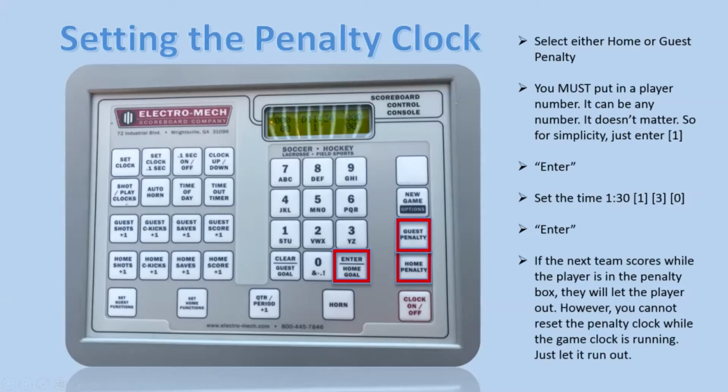If the next team scores while the player is in the penalty box, they will let the player out. However, you cannot reset the penalty box while the game clock is running. I'm shaking my head no. Because you can't, once the game clock is running, you cannot make an adjustment on the penalty time. So you're kind of stuck unless you're able to turn off the game clock, which is just probably not going to happen. So just let it run out.